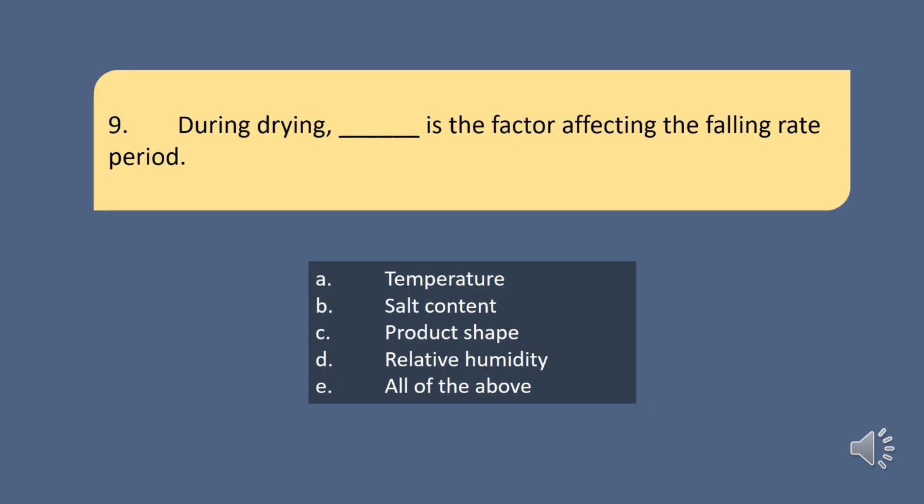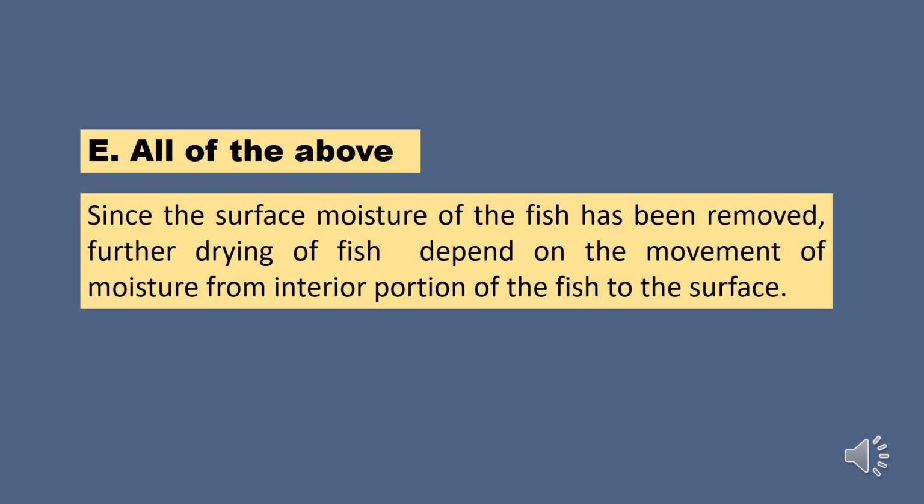9. During drying, blank is the factor affecting the falling rate period. A. Temperature. B. Salt content. C. Product shape. D. Relative humidity. E. All of the above. The correct answer is letter E.